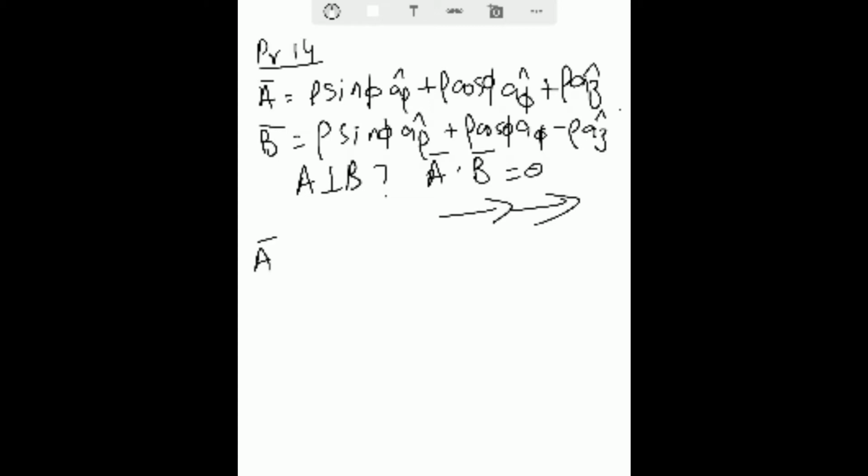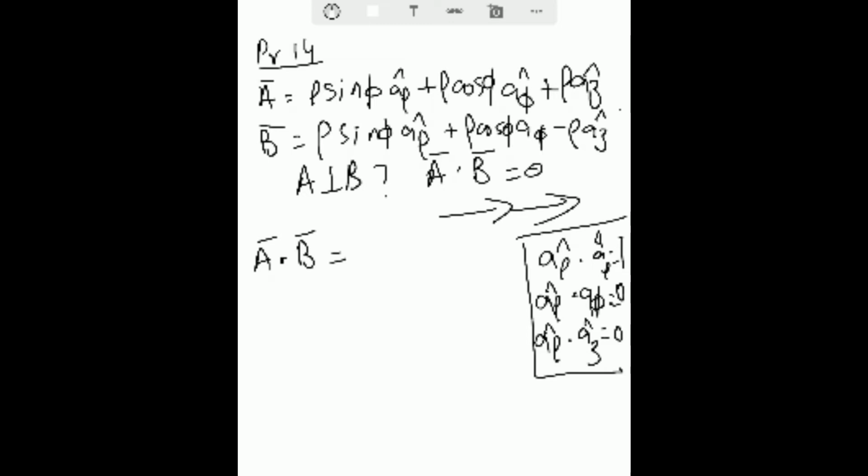So I have A dot B is equal to, I will dot each component of A with each component of B. So when I dot a_rho and a_rho, the answer will be 1 because they are in the same direction. And if I dot a_rho with a_phi, the answer will be 0 because they are perpendicular. And if I dot a_rho with a_z, the answer will be again 0. So this rule we have to keep in mind when we take the dot product.